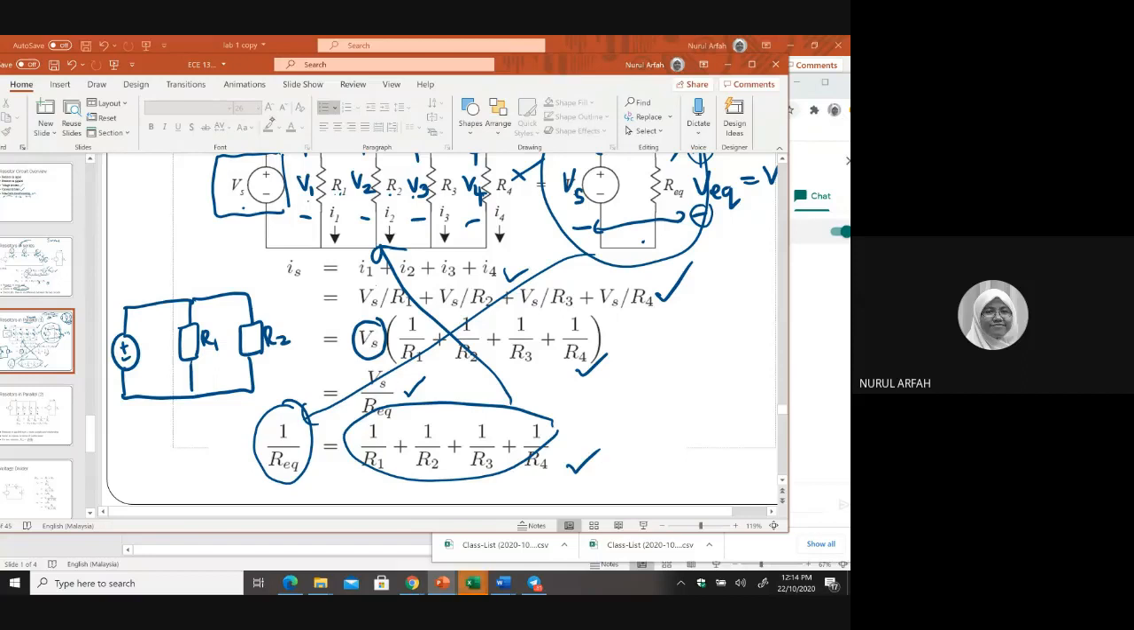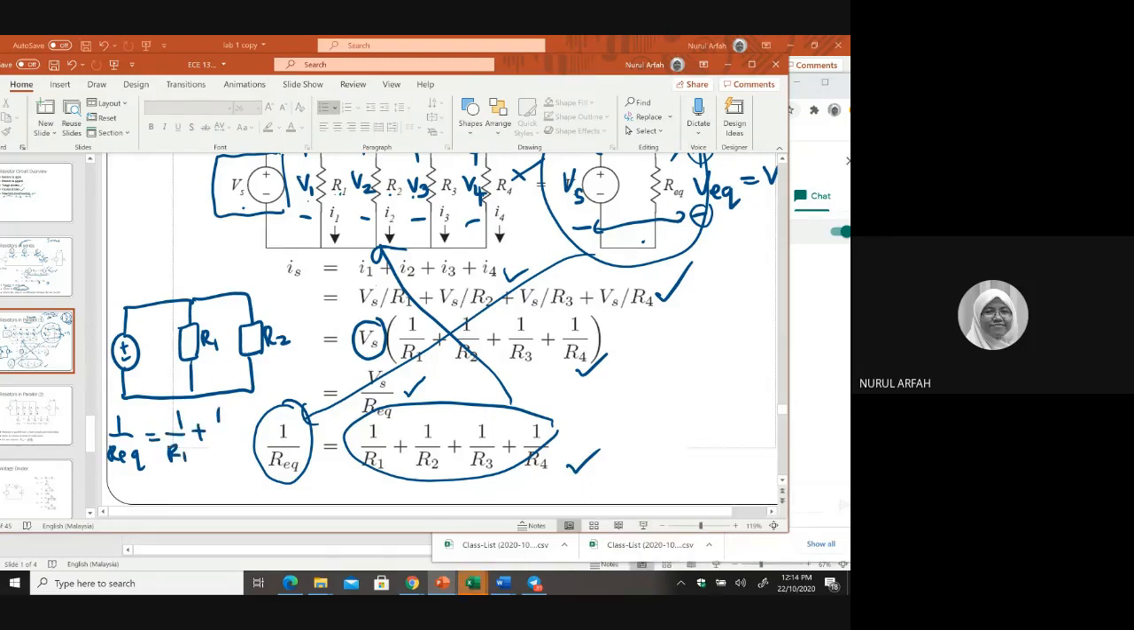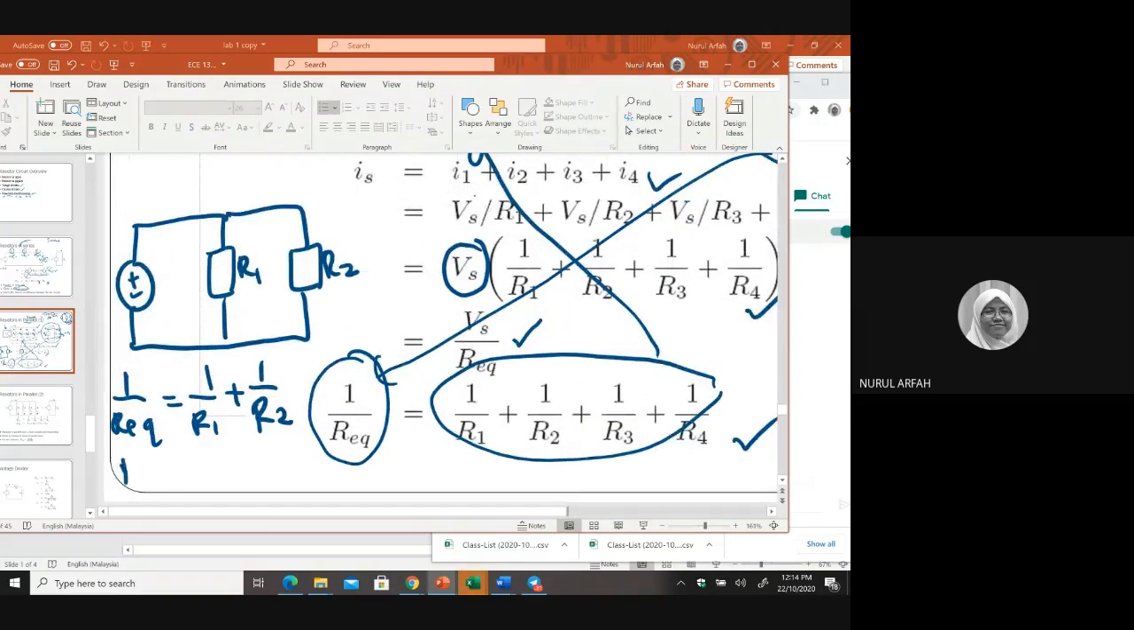And this part is basically 1 over R equivalent equal to 1 over R1 plus 1 over R2. This part. And if we do the math, then we will have R1 inverse plus R2 inverse. Since this is already inverse, I just put that to the right side. So you have inverse 1 here, inverse 1 and inverse 1.